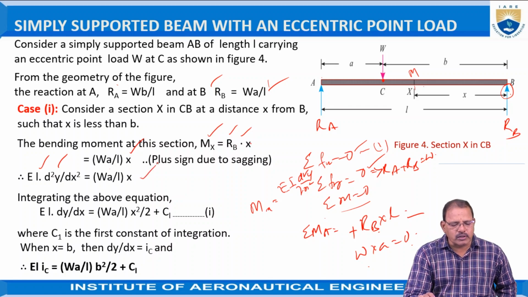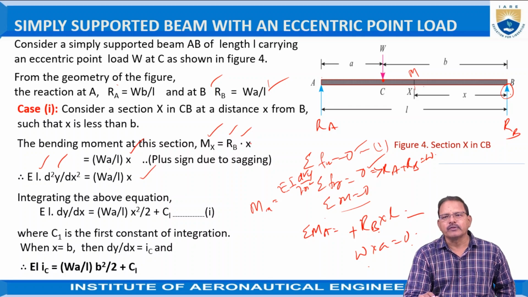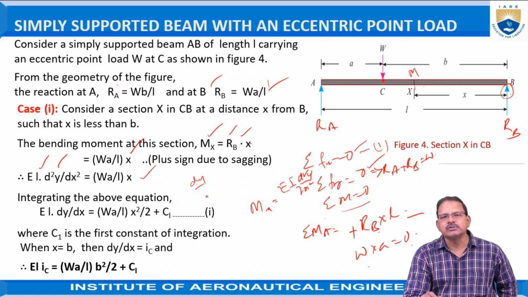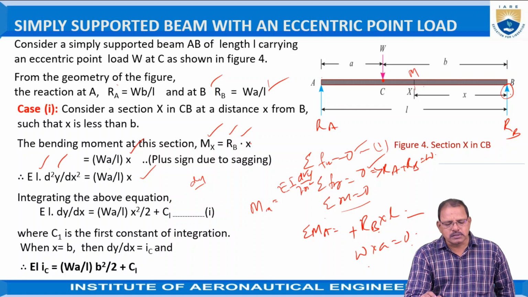When we integrate this equation the first time, we get the slope of the beam, that is EI dy by dx, plus one constant. This constant is called the first integration constant. It can be evaluated by applying the boundary conditions of the beam.